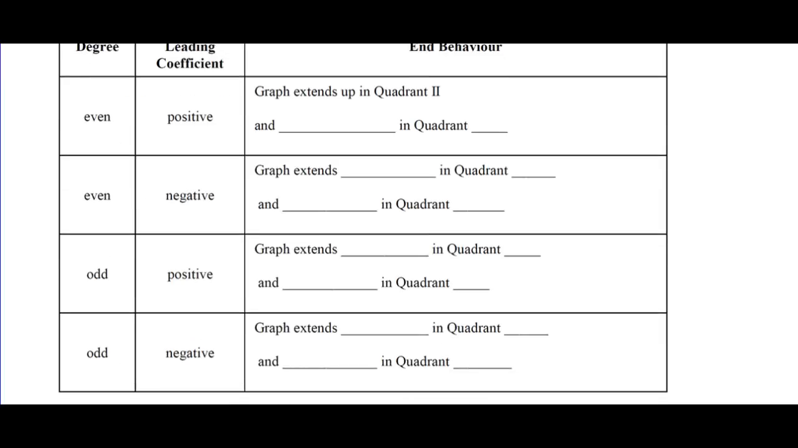I'll let you complete this table, right? You can do it from the stuff you already have and you can just grab some stuff. Okay? So this is how we describe the end behavior. It extends up in quadrant 2 and blank in quadrant. Okay, so here we go. It's even degree and the leading coefficient is positive. It extends up in quadrant 2 and does what? It's also up in quadrant 1, right? And it could do this. So up in quadrant 1. Okay, and then you'll figure out the rest, right?